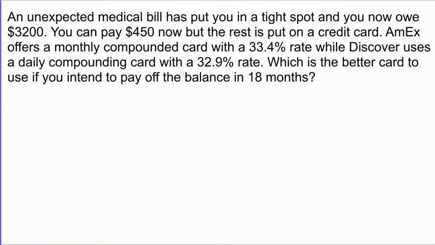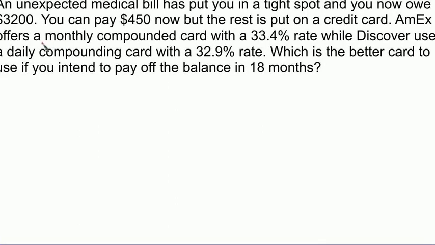So a couple keywords to recognize here: monthly compounding. Those also appear in annuity problems, but keep in mind that annuities deal with regular deposits or regular withdrawals of a fixed amount for a certain period of time, whereas here it's simply a one-time expenditure. We're paying a certain amount once, and then of course we're paying it back to the credit card company with interest. So this is not going to be an annuity problem, it's going to be a compound interest problem.